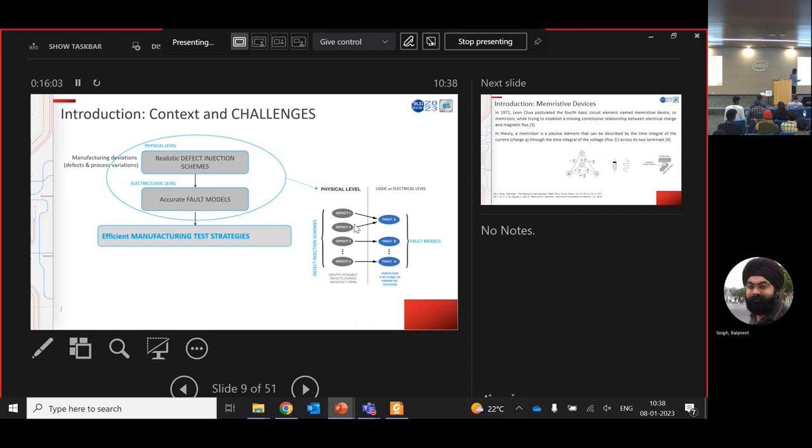In this figure, it's possible to see this relation. At the physical level, several defects can be introduced during the manufacturing process. These defects have to be translated at a logical or electrical level into a fault model, a fault. You get a misbehavior, and then you classify this misbehavior as a fault. Based on this knowledge and the possible defects, you need to derive defect injection schemes, because this is the way that, during your electrical simulation, you model these defects, simulate, and then propagate the fault models. So basically, that is the main challenge.